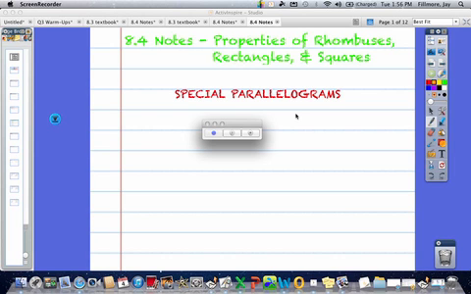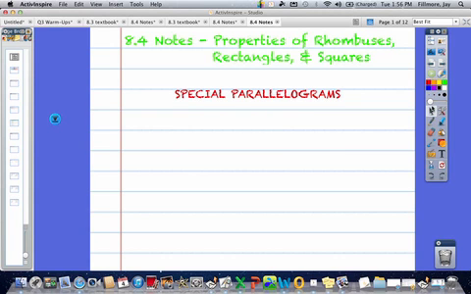Gentlemen. Today we're talking about section 8.4, which are properties of rhombuses or rhombi, rectangles and squares. All three shapes should be familiar to you. They're all special types of parallelograms. So all the properties that apply to parallelograms also apply to rhombuses, rectangles, and squares. But in addition to the properties of parallelograms, they each have their own special properties as well.